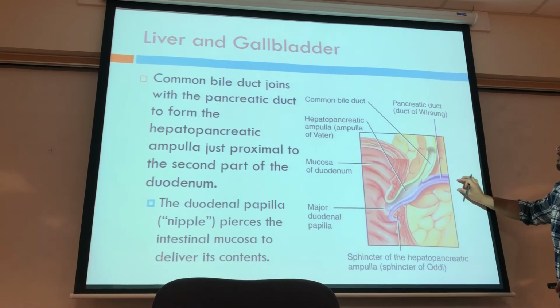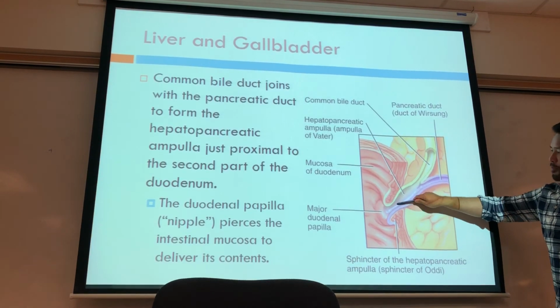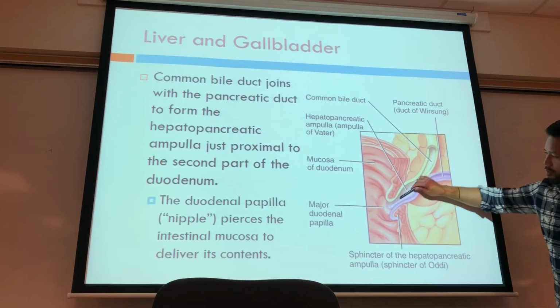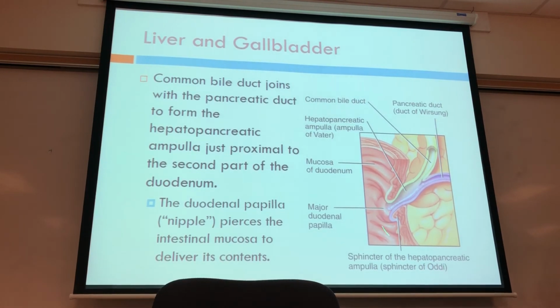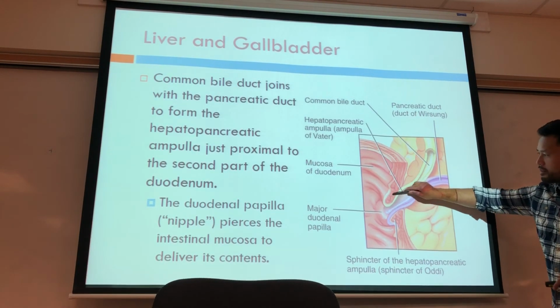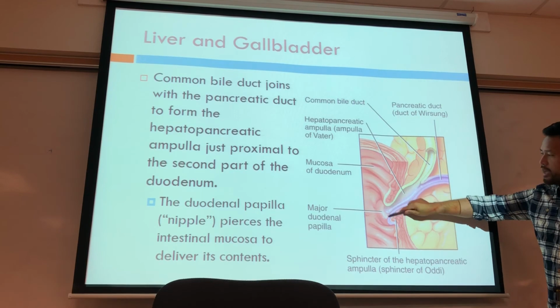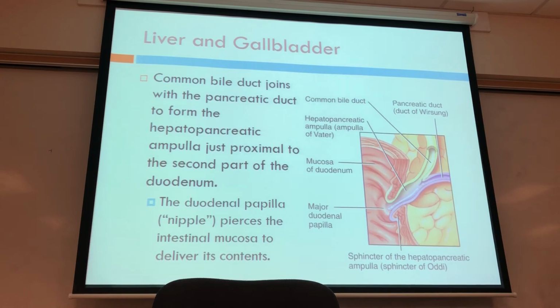Our common bile duct as well as our pancreatic duct. Here you can see the hepatopancreatic ampulla that merges right into the small intestine, penetrating right through that mucosa in order to dump the pancreatic juices, the sodium bicarbonate, as well as the bile right into the small intestine. What's also present is this sphincter. You have the muscularis layer with smooth muscle that wraps around that ampulla in order to regulate the release of bile.